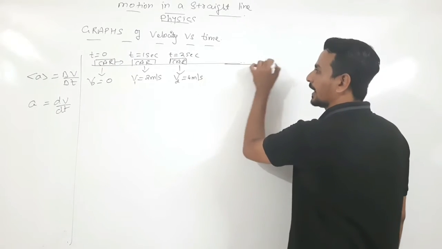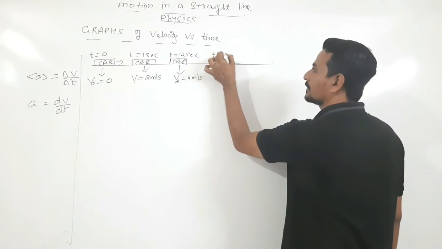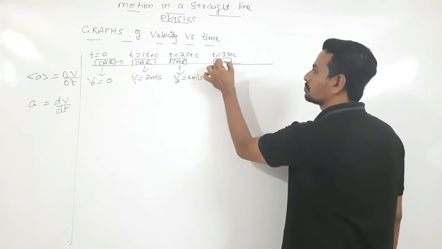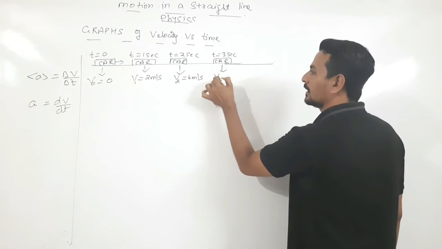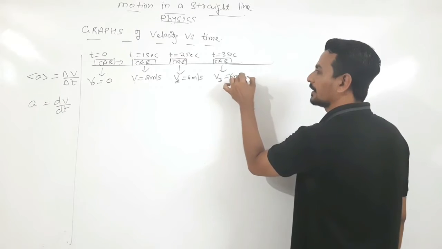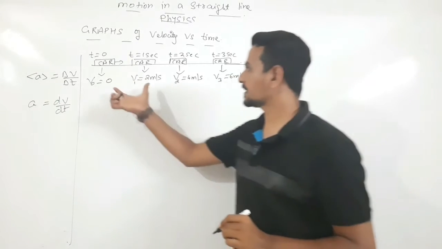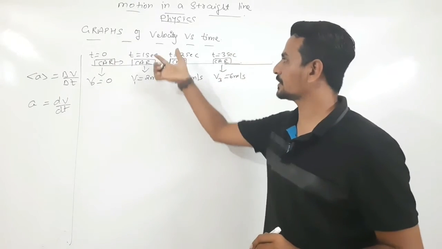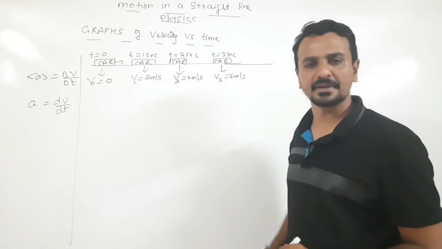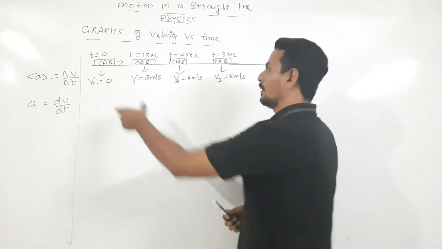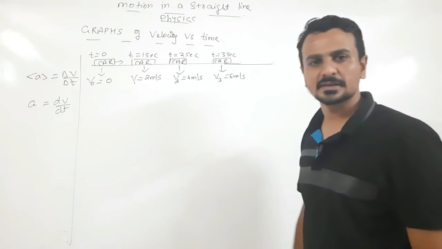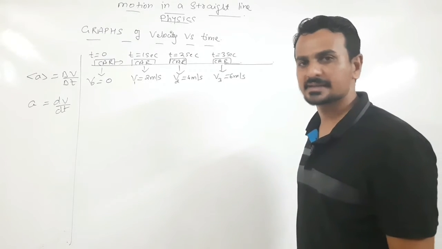Let us take one more time, say t equals 3 seconds, and let us say its velocity is 6 meter per second. So the change in velocity with time is constant for all these intervals. That means the car is moving with constant acceleration.